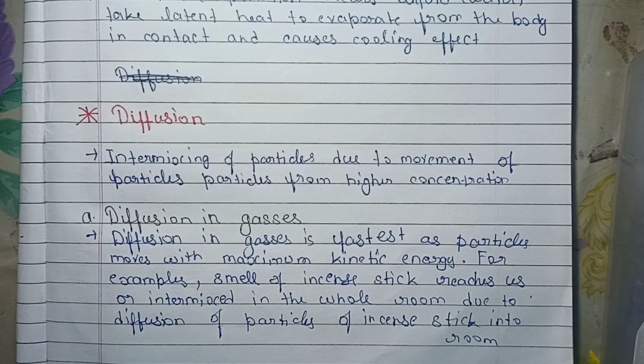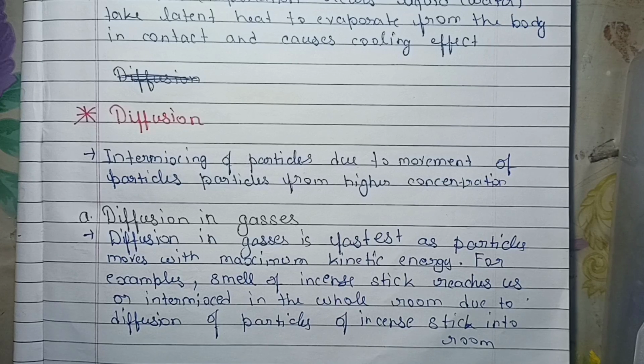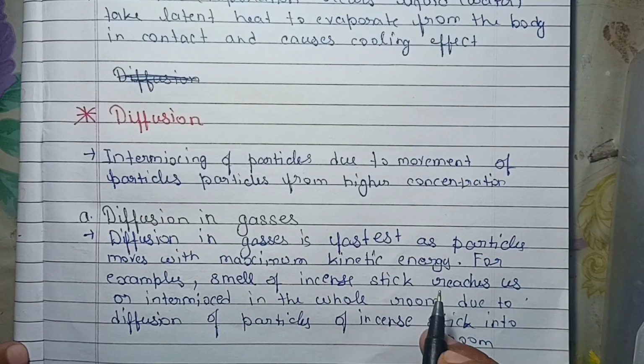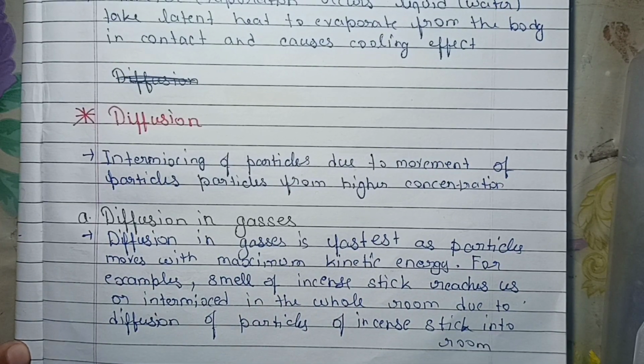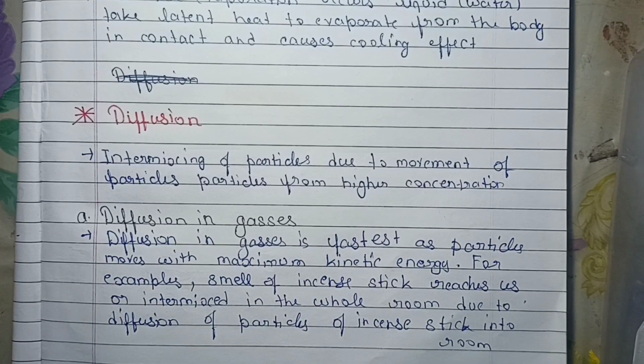First, diffusion in gases. Diffusion in gases is the fastest as particles move with the maximum kinetic energy. For example, the smell of an incense stick reaches us or intermixes in the whole room due to diffusion of particles of the incense stick into the room. So this is diffusion of gases. Now let's come to the next.